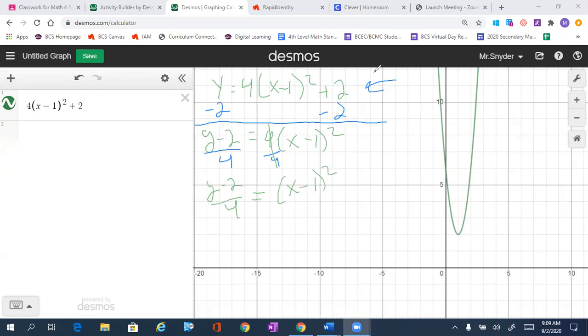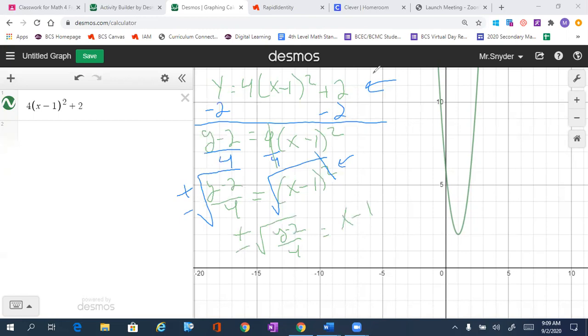Then what we're going to do is get rid of the square that is here with a square root. And I'm going to make sure that I put that square root over the entire thing. Now, one of the things we have to remember is that when we take the square root, there are two answers, a plus and a minus. And this square and that square root are going to cancel. So I'm going to be left with plus or minus the square root of (y minus 2) over 4 equals x minus 1. And then I've got to get rid of that minus 1.